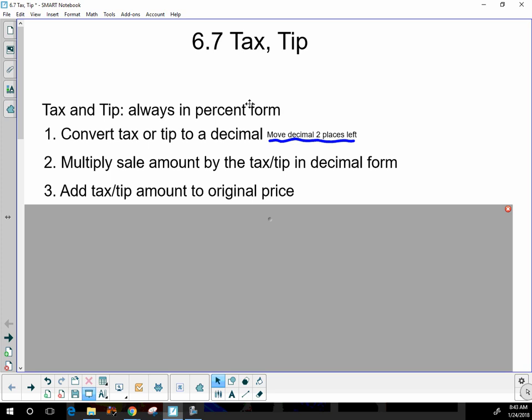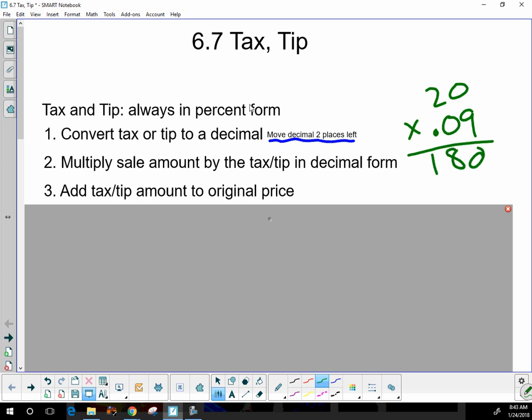Now, I didn't figure out tip on that, or I'm sorry, tax. In our area, tax is about 9%. So again, you would play with that. 9% times the $20. Are you paying $180? Nope. 18? Certainly not. That's 90%. That's almost my entire bill.